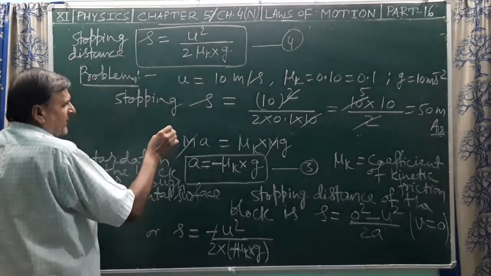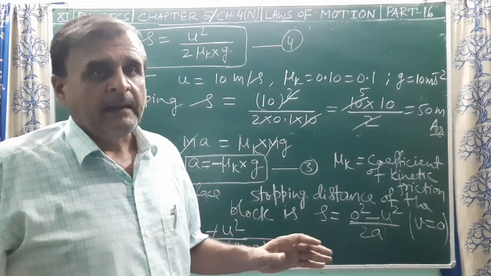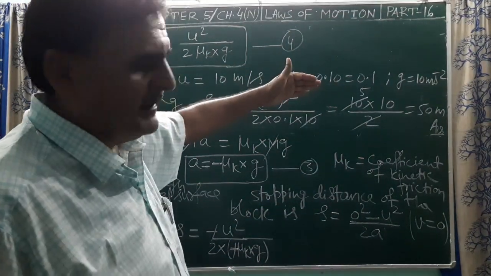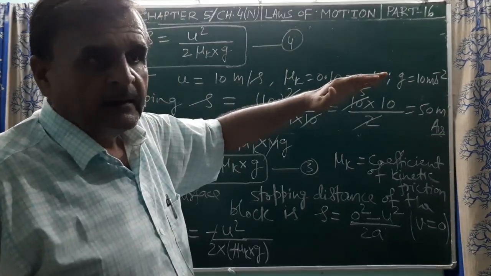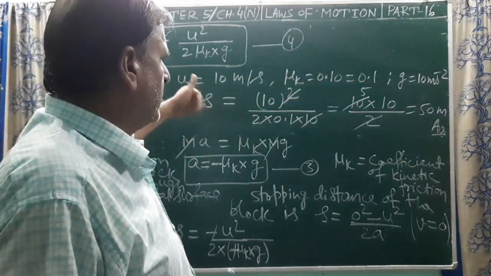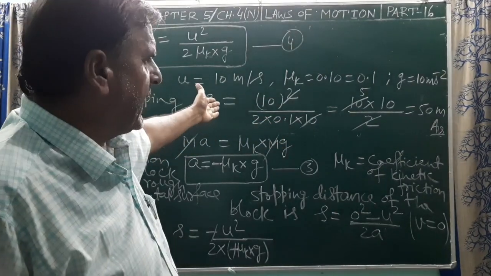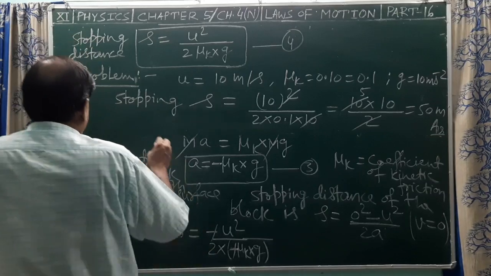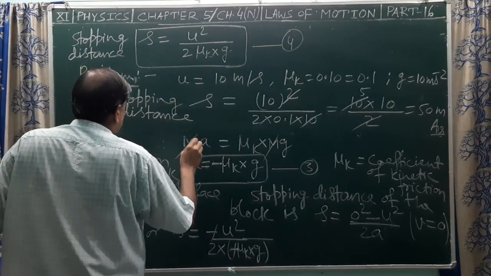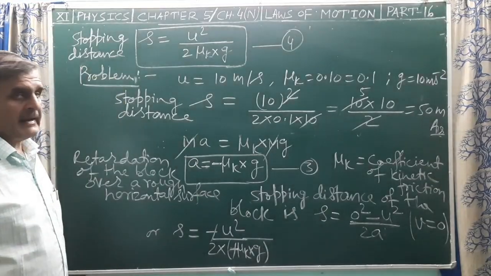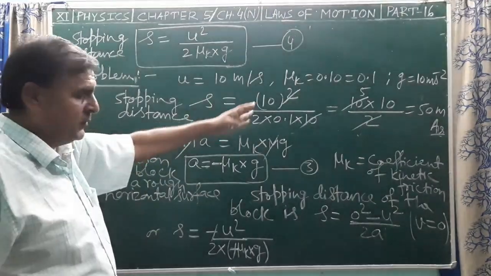ब्लॉक हॉरिजॉन्टल सरफेस पर रुकने के पहले 50 मीटर डिस्टेंस कवर करेगा, अगर वह इनिशियल स्पीड 10 मीटर पर सेकंड की स्पीड से रफ हॉरिजॉन्टल सरफेस पर मोशन कर रहा है और अल्टीमेटली अंत में ब्लॉक रुक जाता है, फाइनल वेलोसिटी 0 हो जाती है. तो रुकने के पहले वह डिस्टेंस कवर करेगा इक्वल टू 50 मीटर, दैट इज स्टॉपिंग डिस्टेंस ऑफ द ब्लॉक ओवर द रफ हॉरिजॉन्टल सरफेस. वैल्यू ऑफ g टेकन, it is given in the problem 10 meter per second square and coefficient of kinetic friction between two surfaces is 0.10, that is 0.1.